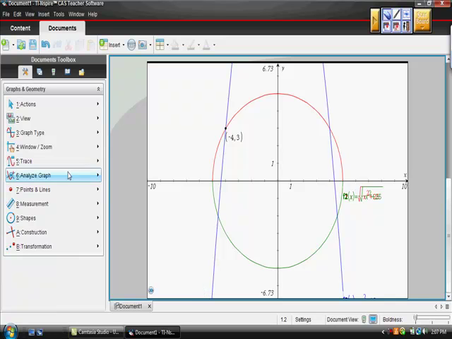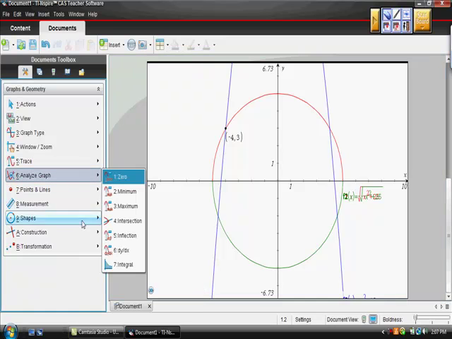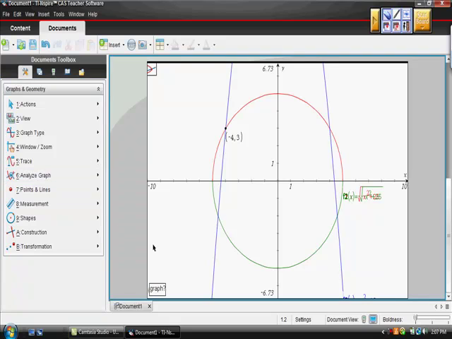We can do the same thing again. Analyze the graph. Intersection. I'm going to take the green one, Dylan, and the blue one. Same thing, lower bound. So I want X values less than the intersection point. So that's here. And the upper bound is X values higher than the intersection point. Yeah? That's pretty good, isn't it?